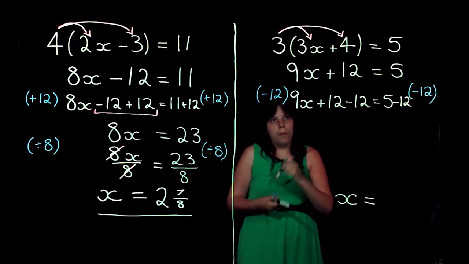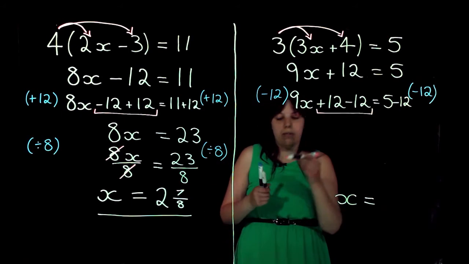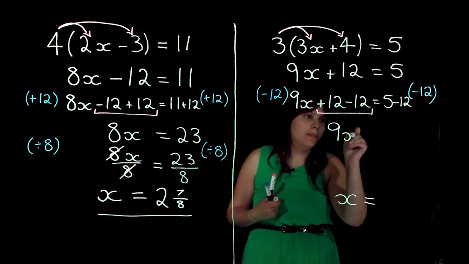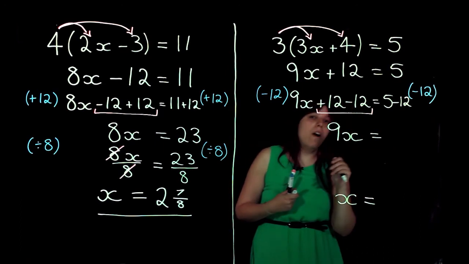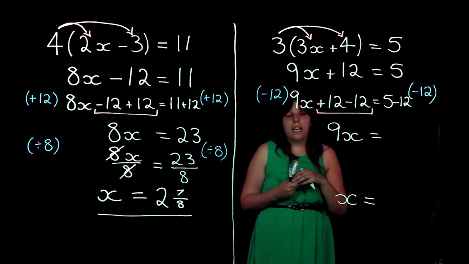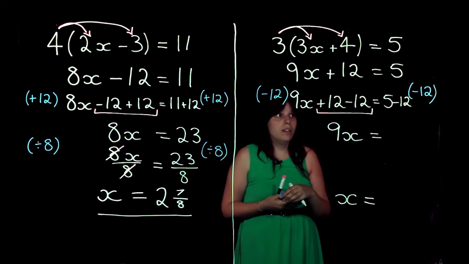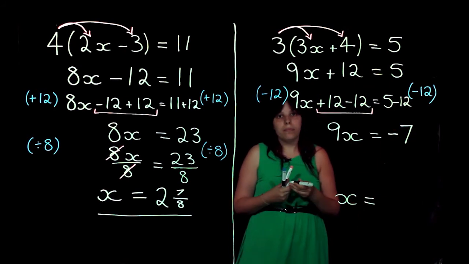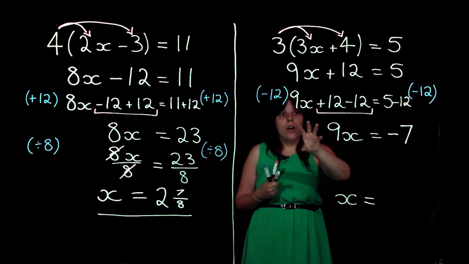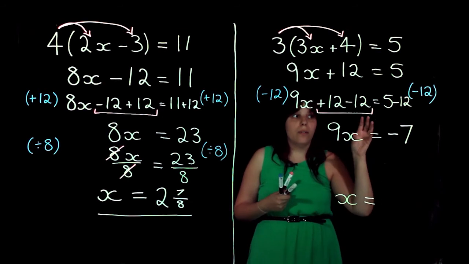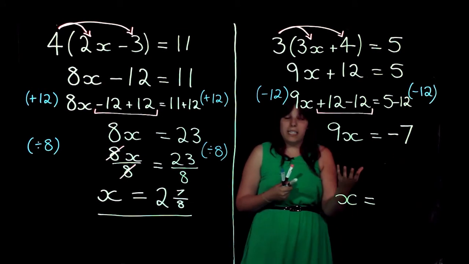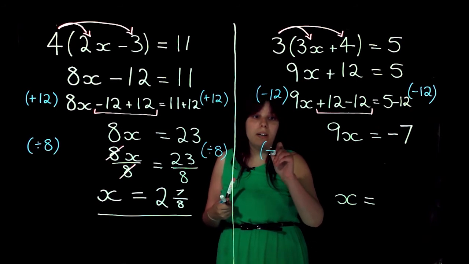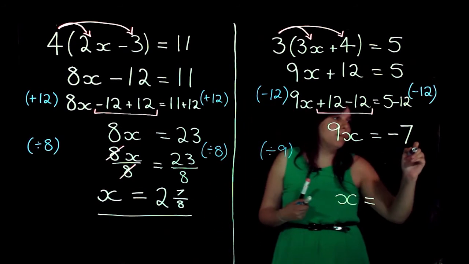So what we wanted was our plus 12 minus 12 to give me 0, which it has. So I'm just left with 9x on this side. And then 5 minus 12 is going to take us into negative numbers. So that's going to be minus 7. Now I've got 9 times x, which equals minus 7. So I need to get rid of my times 9. To get rid of my times 9, I divide by 9 because that's the inverse, and do it to both sides.